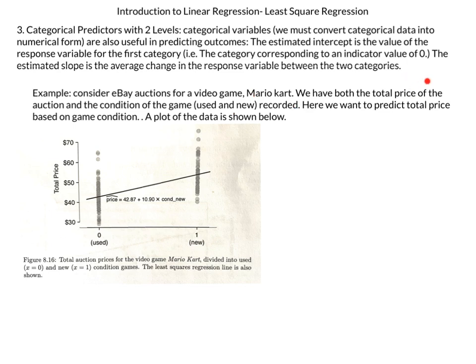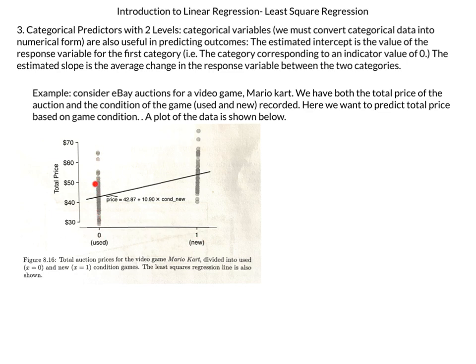So the price is a nice numerical value. The condition, though, is a categorical variable. It's not a number, used and new, but we can code this as a number. So here we want to predict the total price based on game condition, and a plot is shown below. So we're going to code used as a 0 and totally new as a 1. And in between you can have something almost new, so 0.7 or something is the idea. As you rate your newness, you convert your categorical data into numerical.